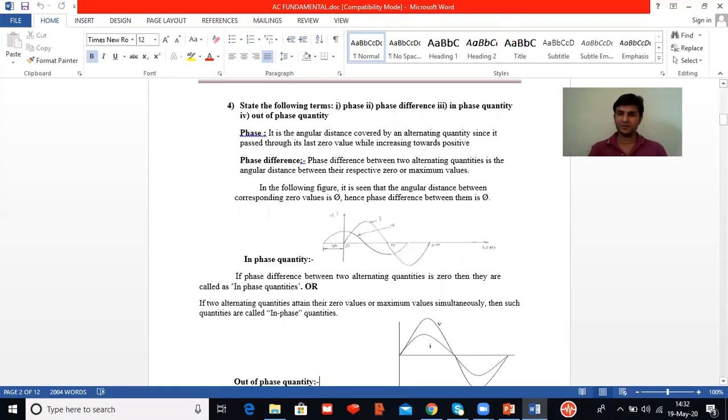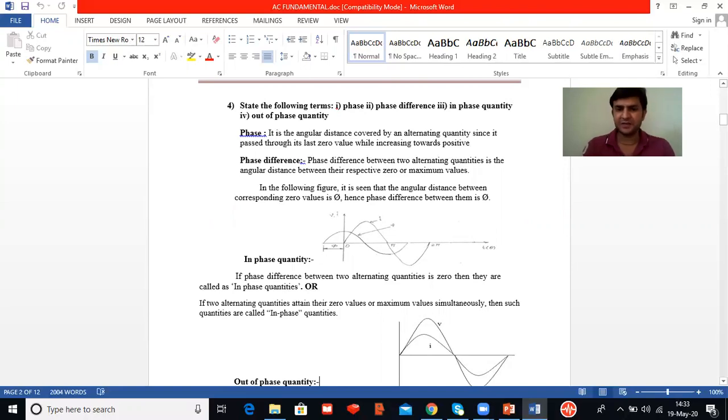We will go to the next question: state the following terms. What are those terms? Phase difference, in phase quantity, and out of phase quantity. This question is asked for 4 marks. The 4 definitions are asked and we have to write 4 definitions as the answer. The first definition is phase. It is the angular distance covered by an alternating quantity since it passed through its last zero value while increasing towards the positive, is known as the phase.